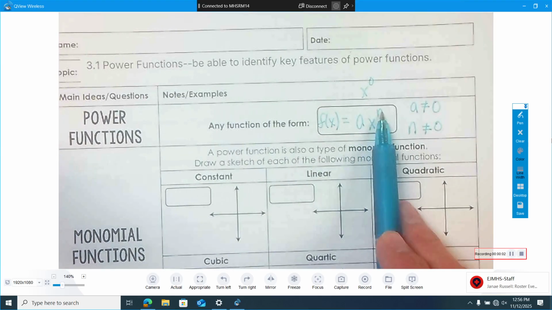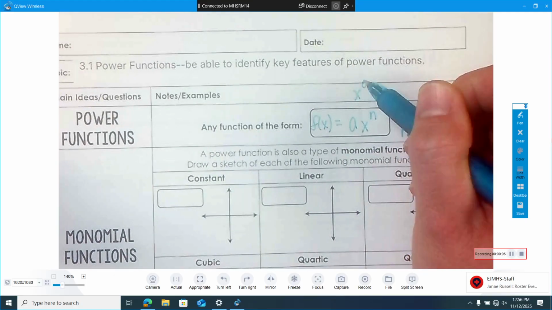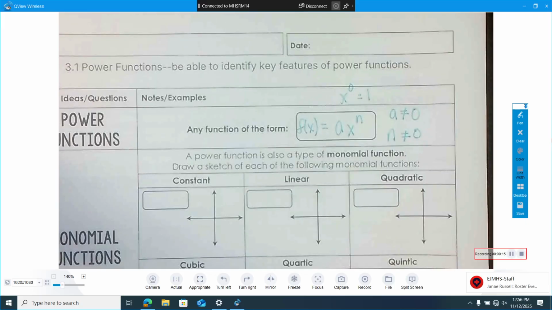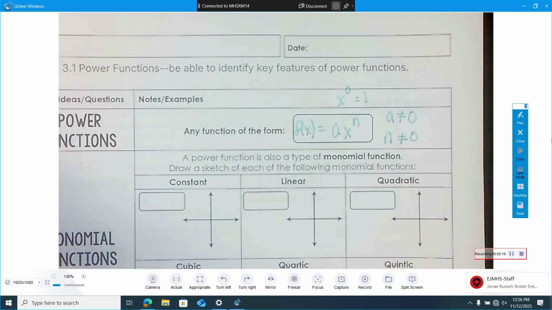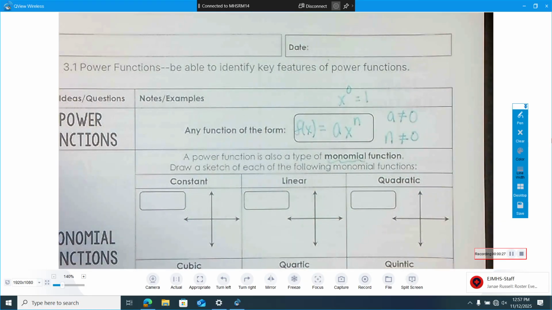Number times x to some power. And again, that power can't be 0 because x to the 0 is just 1. When it's 1 times that, it's not a power function anymore. It's a constant function. So these are power functions. We're going to learn all of them. So a power function is also a type of monomial function.